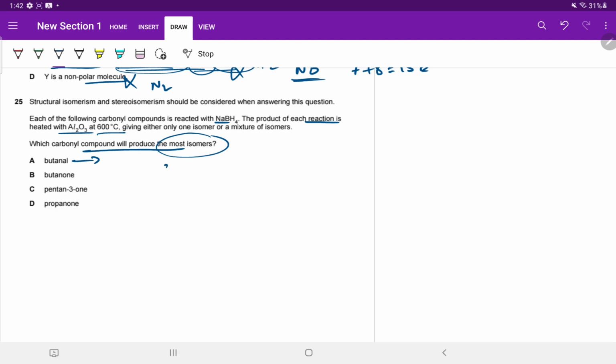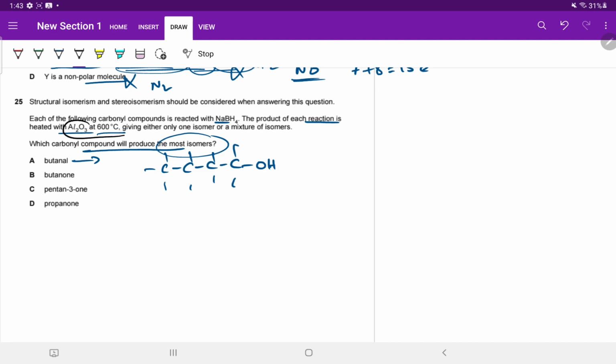Butanal has meth-prop-but, so it has 4 carbons over here. So this is an aldehyde. So this is the structure of butanal. When it reacts with NaBH4, this butanal will be reduced to an alcohol, which is basically a primary alcohol. So you can just do it like this. After reacting with NaBH4, this will form this primary alcohol.